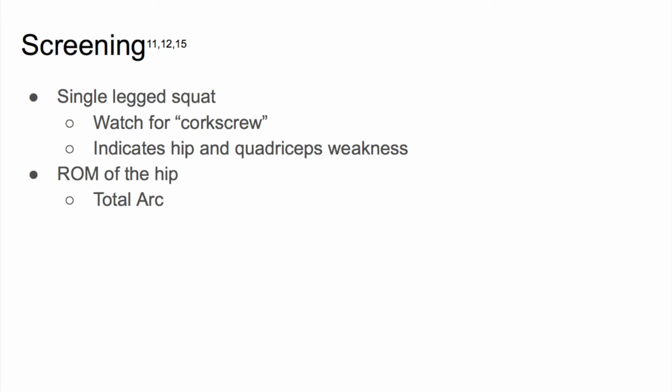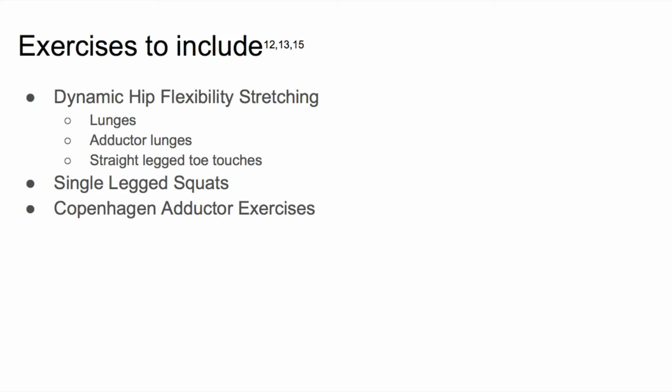Assessing the total arc of the range of motion of the hip, again, should be done in a closed kinetic chain to mimic more of a functional position of the overhead kinetic chain. Exercises to include to combat some of this dysfunction would be dynamic hip flexibility stretching, lunges, adductor lunges, straight leg toe touches, all in a dynamic stretch, as well as single-legged squats.